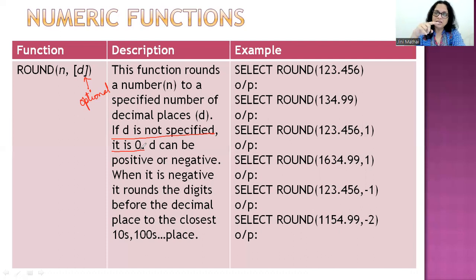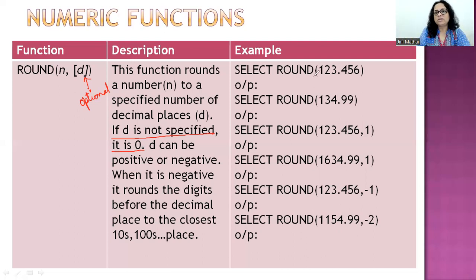Now, this d can be omitted. When it's omitted, it's taken as 0. The d can be positive or the d can be negative. When the d is positive, it's just like what maths does when it is rounding. But when the d is negative, what happens? I will explain to you with the help of the example.